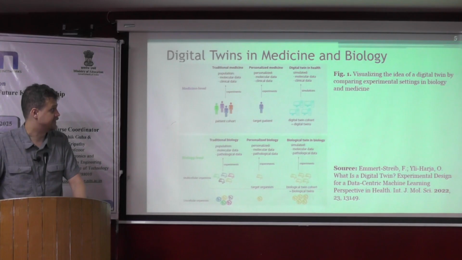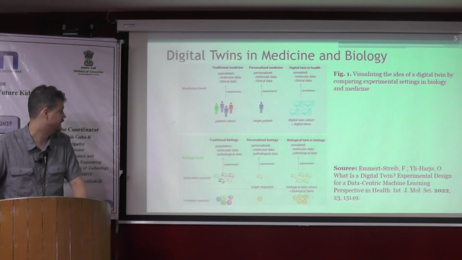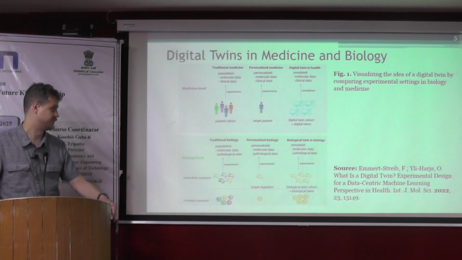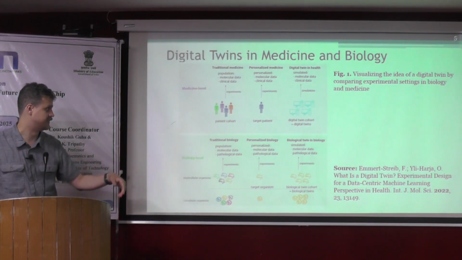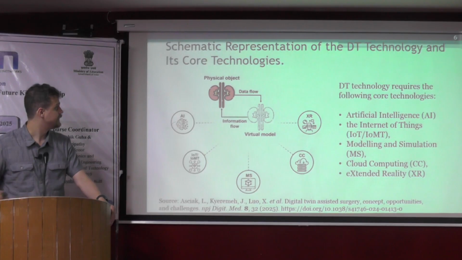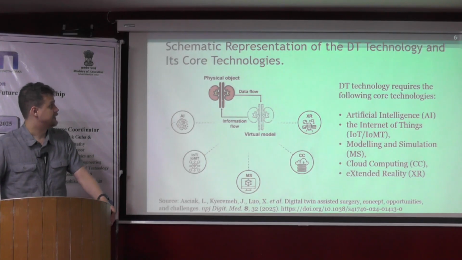And there is a digital twin in the simulation, at the biology level, so it can be used again in terms of the population and biological level, or some personalized data, etc.